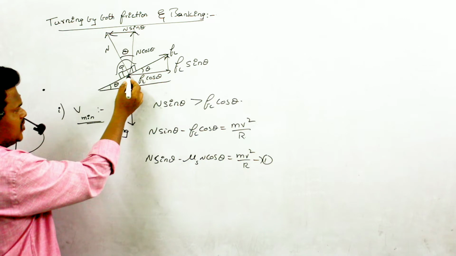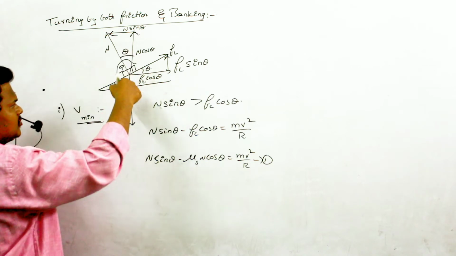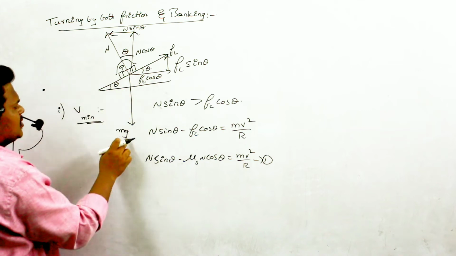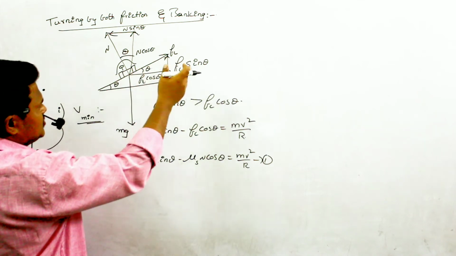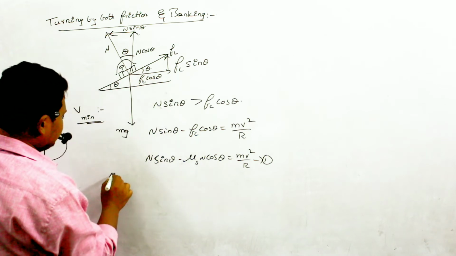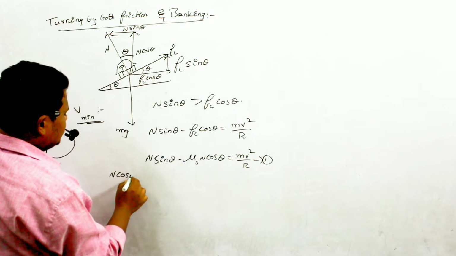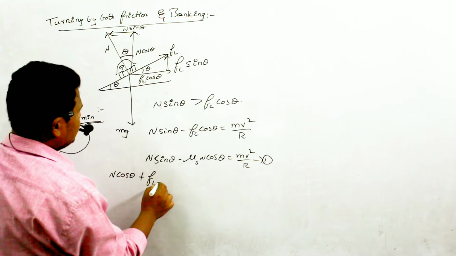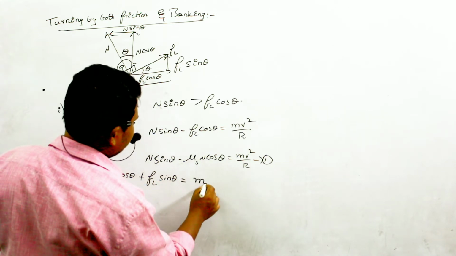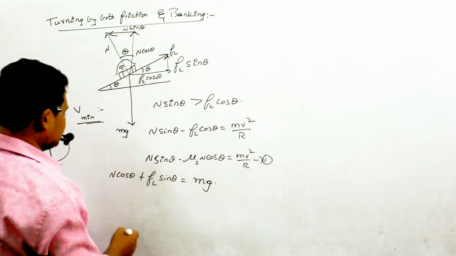So as this body is not moving up the incline or down the incline, it is present here only. It is traveling along this path only. So definitely I can say the vertical forces must be balanced in this condition. So I can say N cos theta plus FL sin theta, these two are balancing the weight of this car, which is mg.